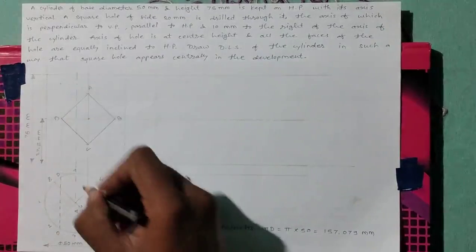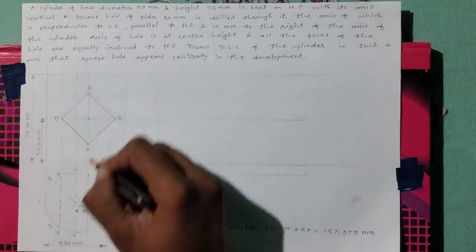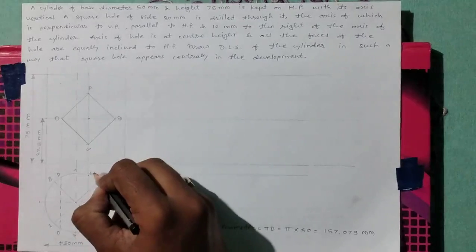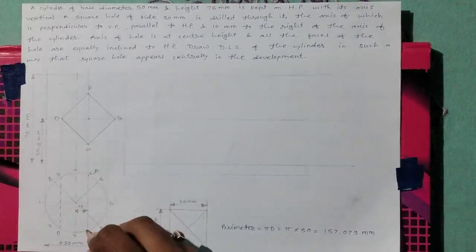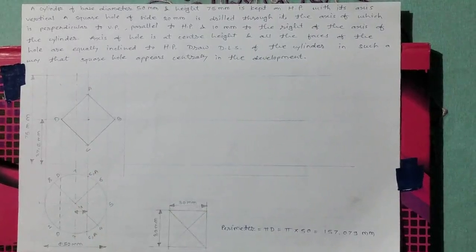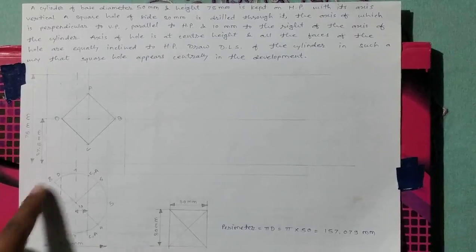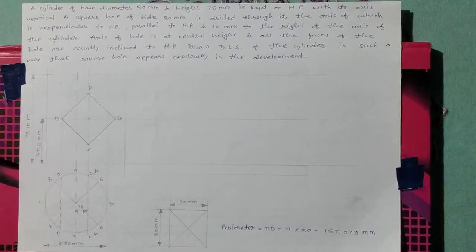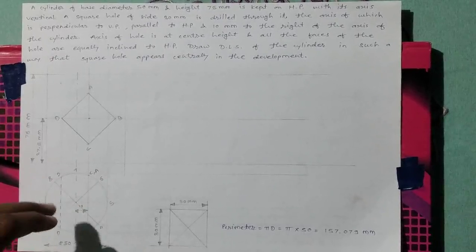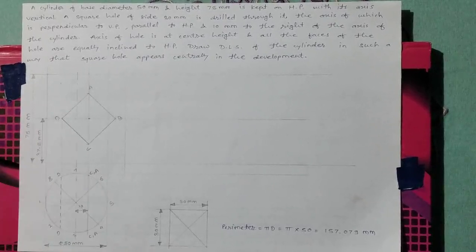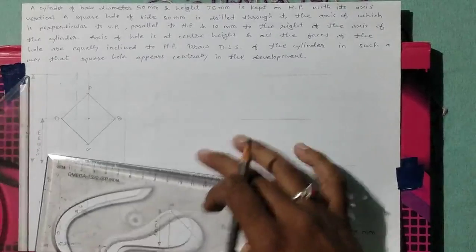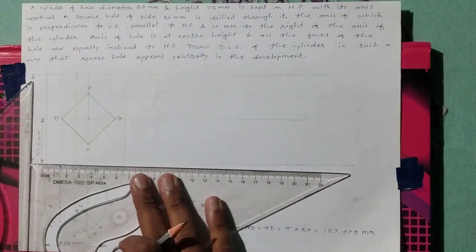After that, this line intersects here. Name the points as C and A. Here will be C and A. After that, we have to take all these projections of top view into front view.